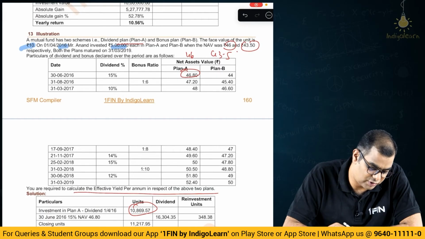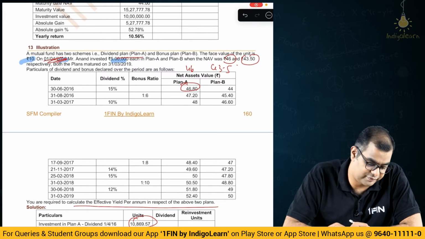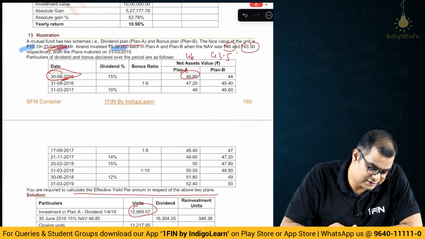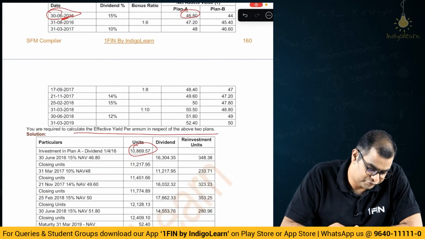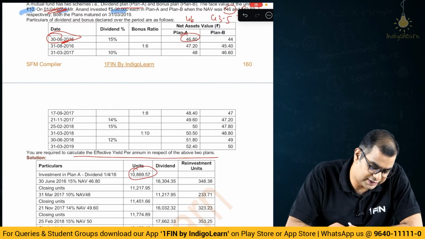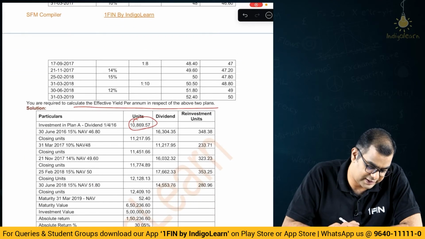Now, for these units, what has happened? This is invested on 1/4/2016, whereas the dividend, or rather the bonus, whatever is there, was declared subsequent to that. So, let us first look at plan A, which is basically the dividend plan, right? So, on 30th of June, when NAV was 46.8, a dividend of 15% was declared.